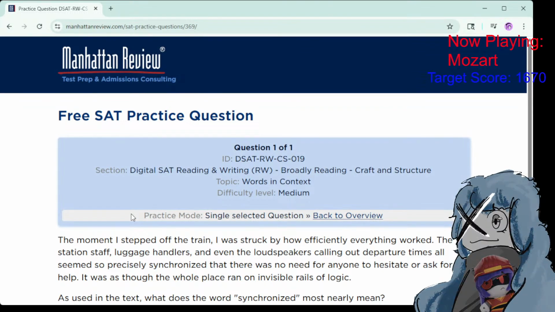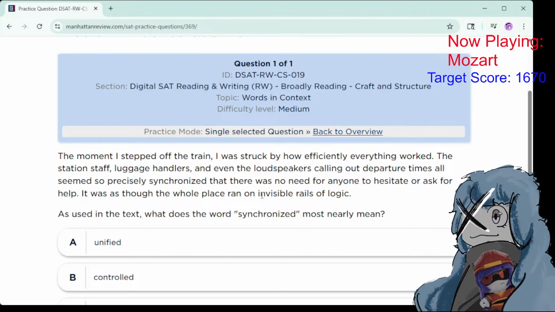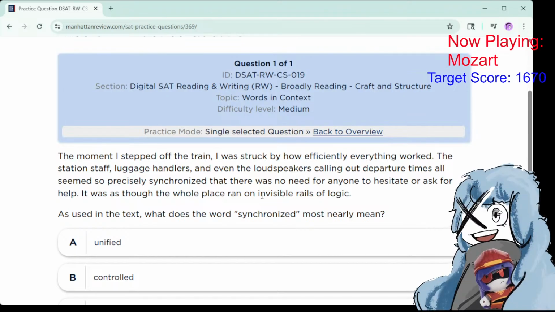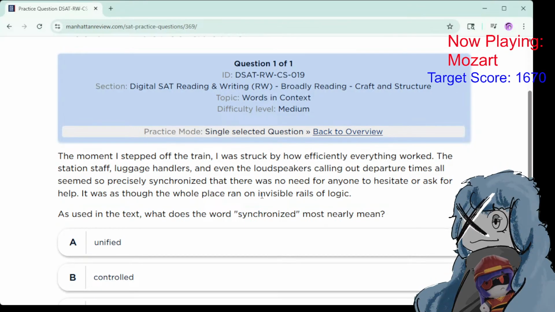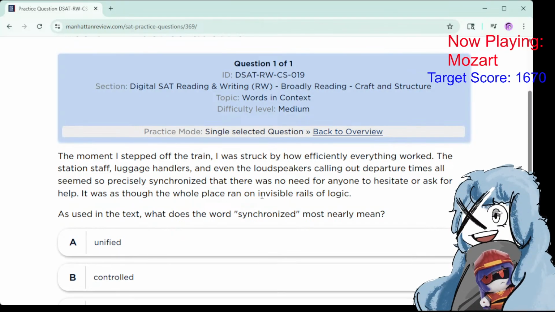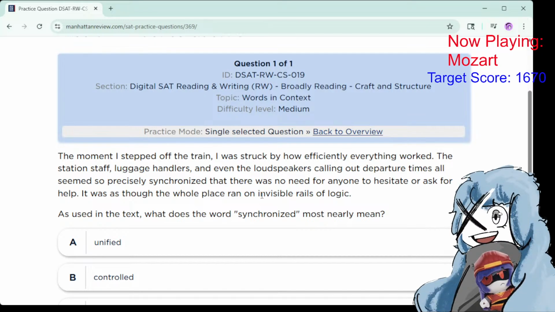Words in context. The word synchronized. Oh, there's a different version of this. The moment I stepped off the train, I was struck by how efficiently everything worked. The station staff, luggage handlers, and even the loudspeakers calling out departure times all seemed so precisely synchronized that there was no need for anyone to hesitate or ask for help. It was as though the whole place ran on invisible rails of logic.